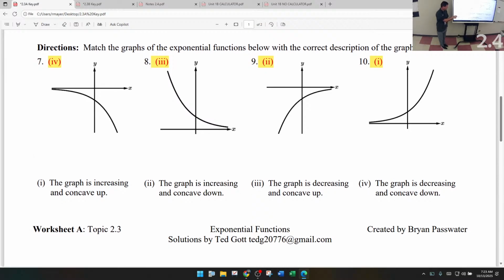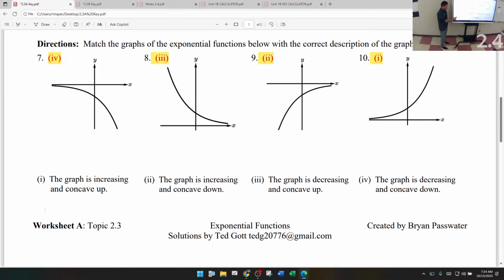I don't know if you matched it via numbers or via letters, but this one should have been number 4. So number 7 and number 4 went together. Number 8 and number 3 went together. Number 9 and number 2 went together. And then number 10 and number 1 went together. So you should be familiar with that information.